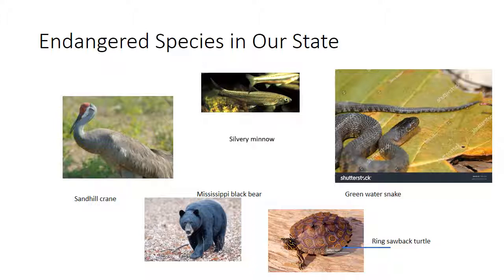Green water snake, by the way, it's not poisonous. It's pretty harmless, but it is almost extinct. Mississippi black bear, together with its brother Louisiana black bear, endangered. And ringed sawback turtle, very beautiful animal, and the beauty of its shield is something that attracts hunters, and also the turtle soup is considered a delicacy, etc. So it's definitely overhunted, and also cars kill a lot of turtles daily. It is endangered.